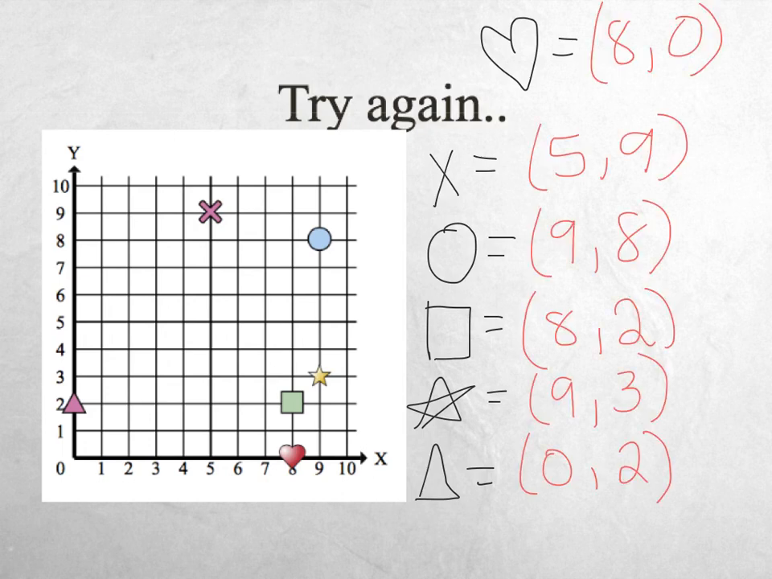Alright, hopefully you paused the video. Here is the correct set of coordinates for all of the shapes here. The heart would be at the coordinates 8, 0. The X would be at the coordinates 5, 9. The circle would be at 9, 8. Square at 8, 2. Star at 9, 3. And triangle at 0, 2.